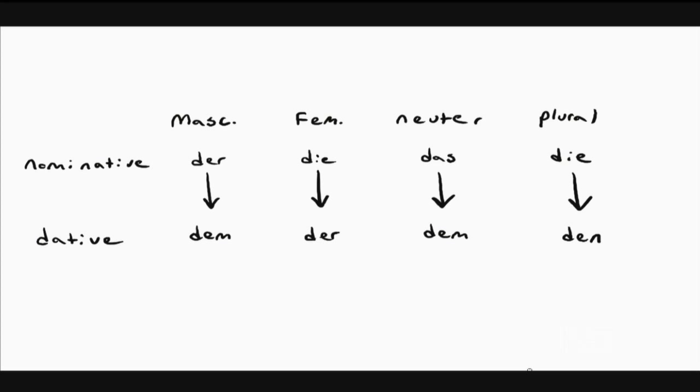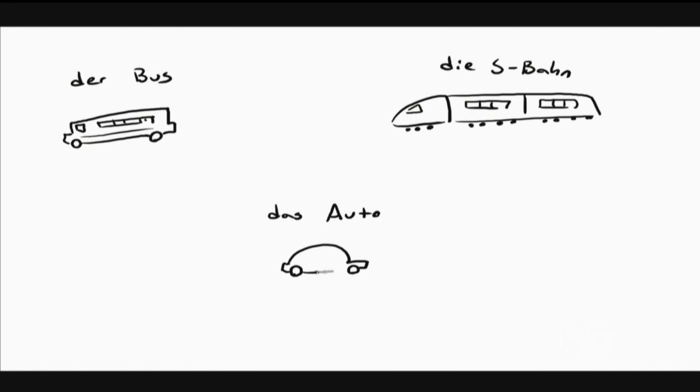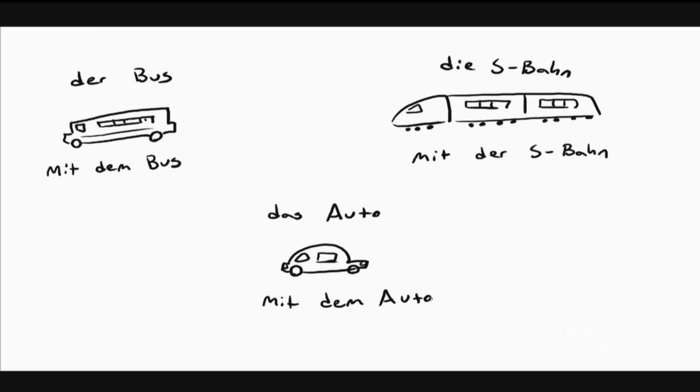First, here are some words that are in the nominative case. Der Bus. Die S-Bahn. Das Auto. Now let's see what happens when we add mit. Mit dem Bus, mit der S-Bahn, and mit dem Auto. Wahnsinn.